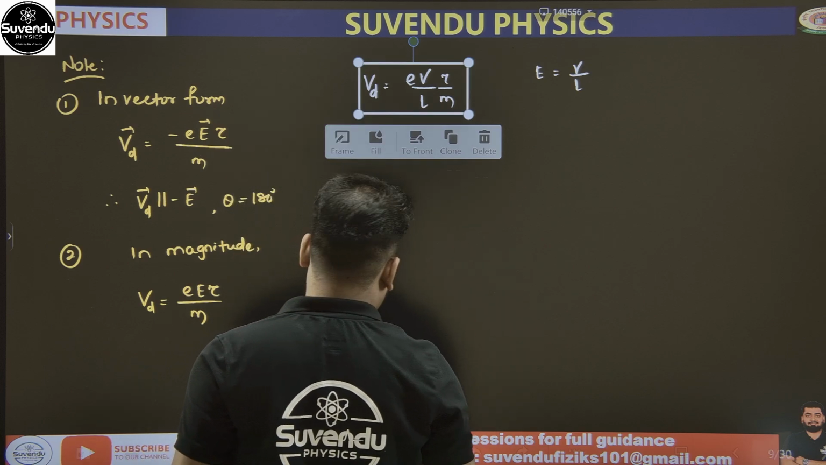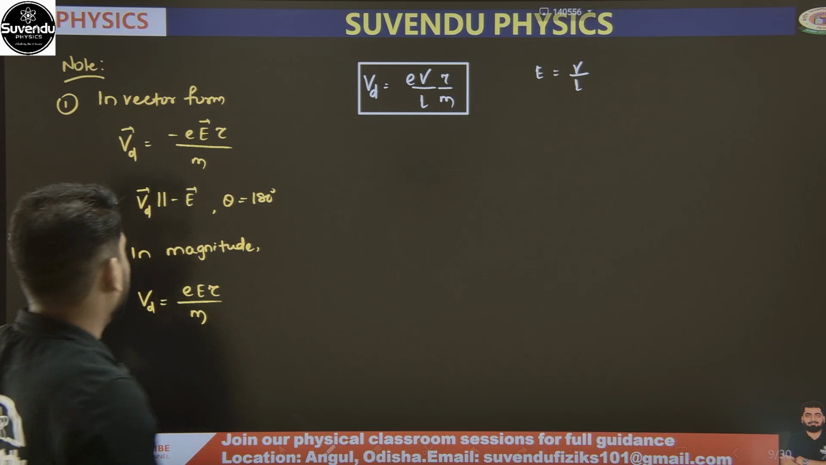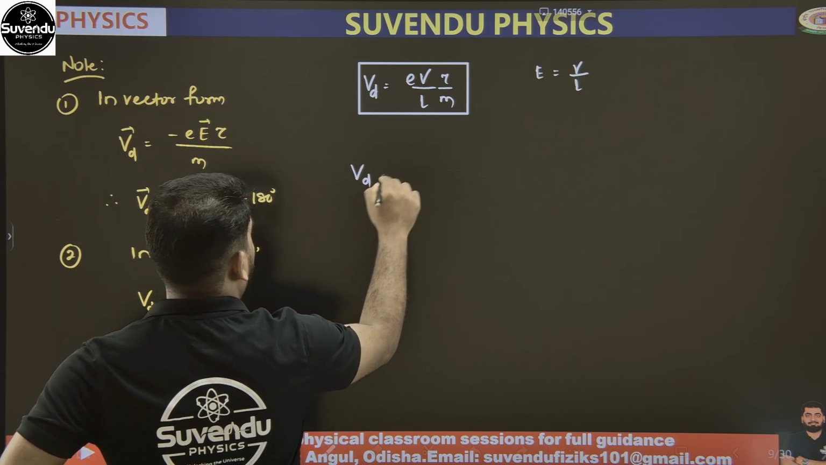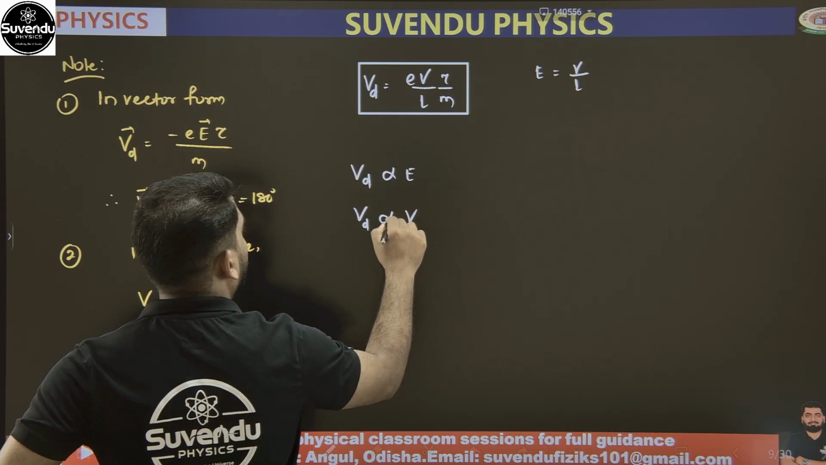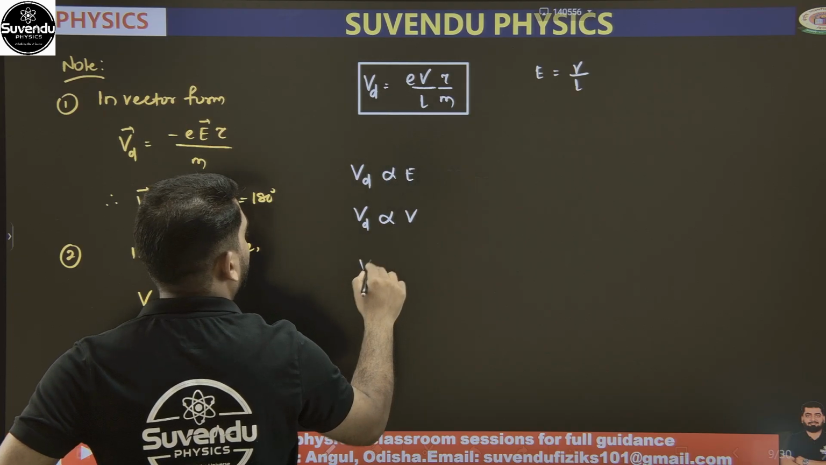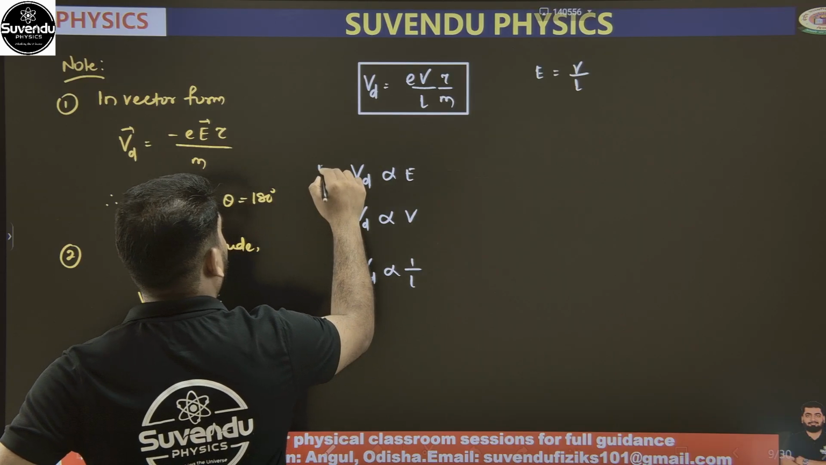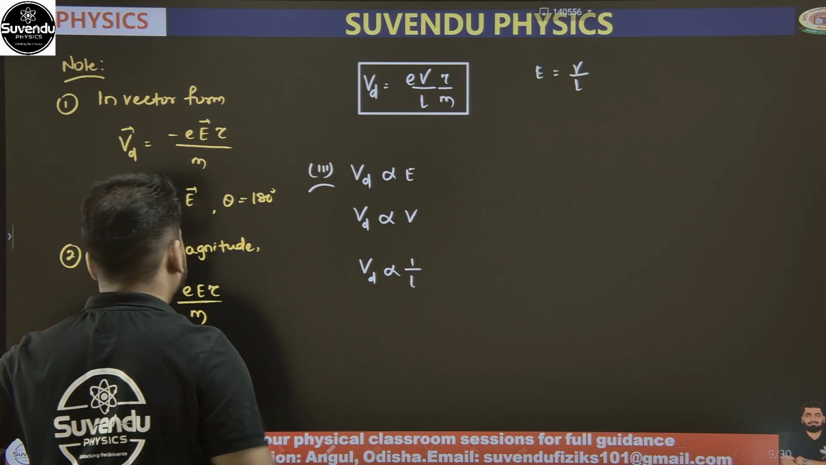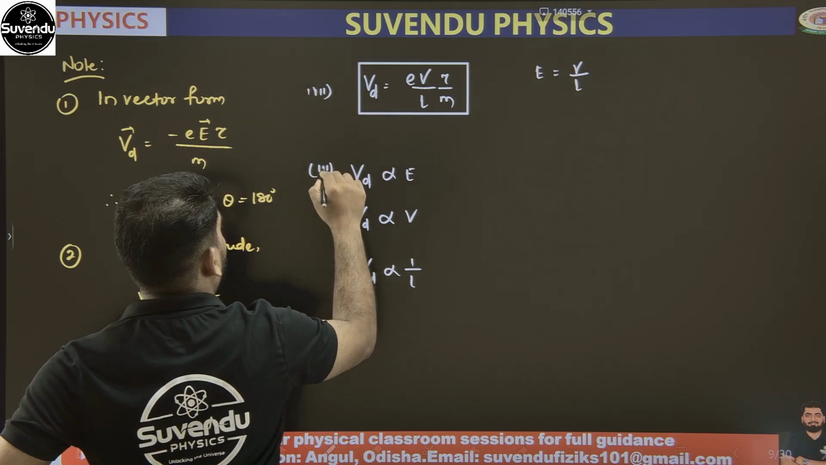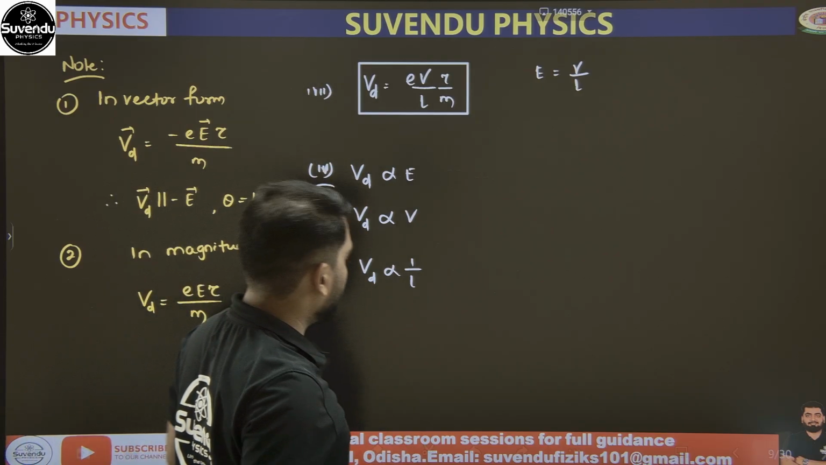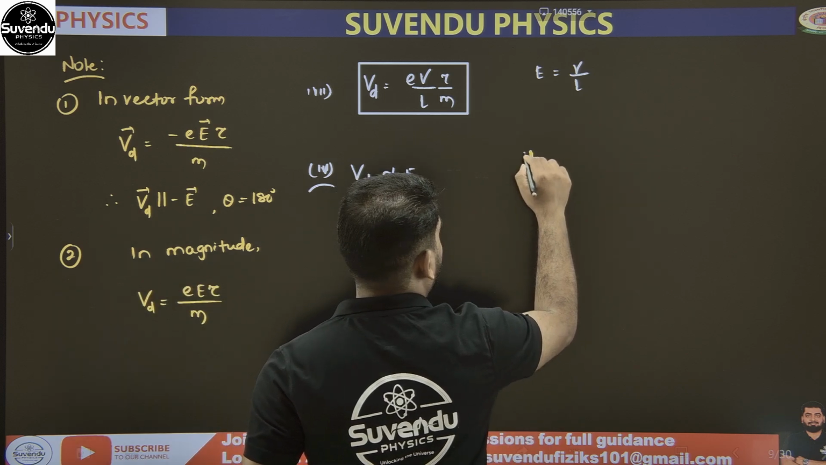So from these two equations, we came to know Vd is directly proportional to E. Vd is directly proportional to V. Vd is inversely proportional to the length of the conductor. So keep this in mind. This is your third point, and this one is the fourth point. This is about our drift velocity. Next is relaxation time.